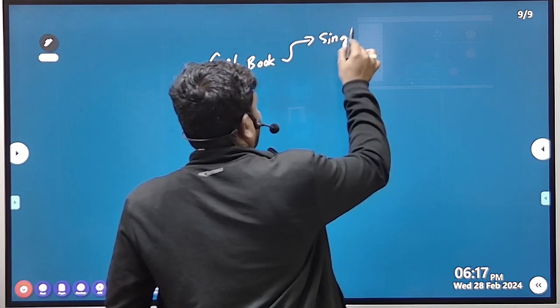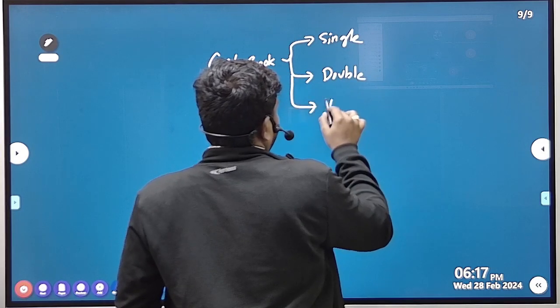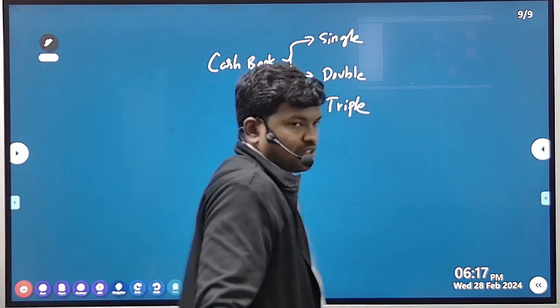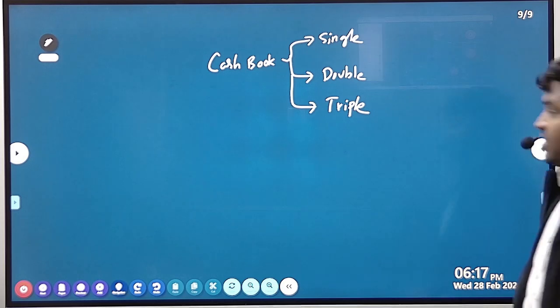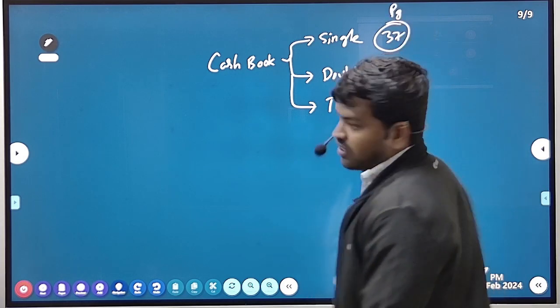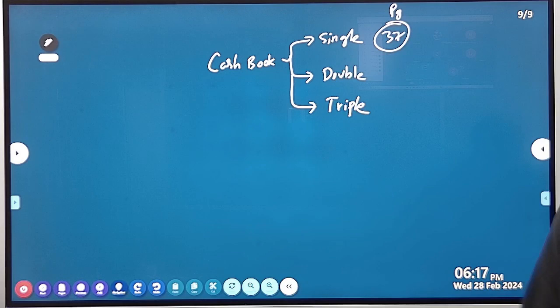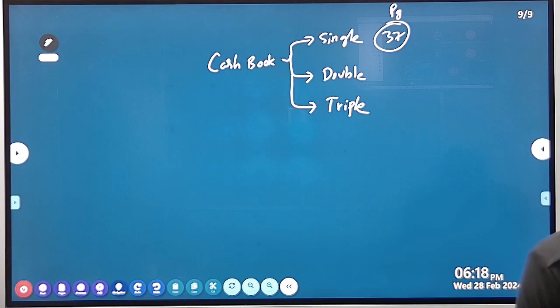Single column cash book, double column cash book, triple column cash book. Single column cash book. Come to page number 37. Can you see the format? At the end you can see some format, right?